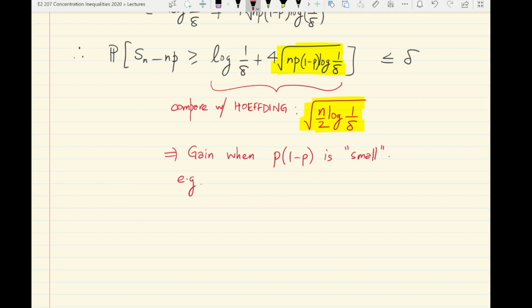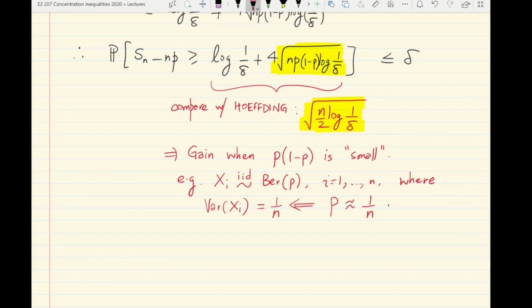For example, there could be n Bernoulli random variables xi, iid Bernoulli p, i equal to 1 to n, where let's say the variance of xi is for instance 1 over n itself. One way in which the variance could be 1 over n is if p is itself of order 1 over n. If that is the case, then you basically get a constant scale deviation here, because inside the square root you have n multiplied by 1 by n, which is much better than what Hoeffding could give you. Basically you gain when the variance of the xi is fairly small.